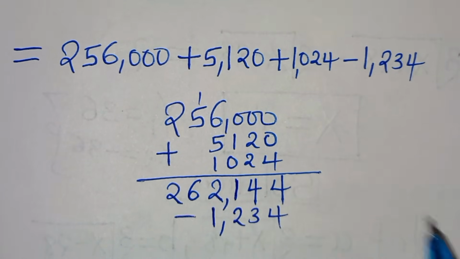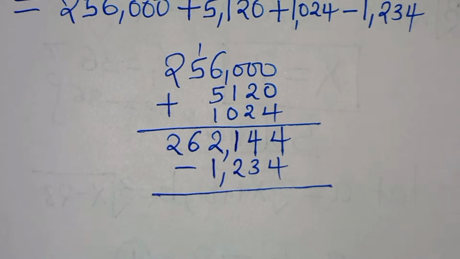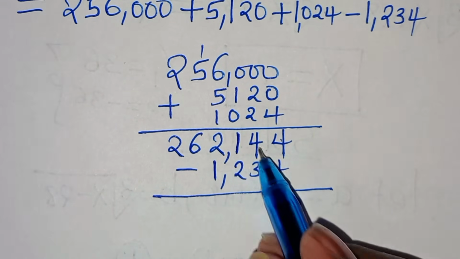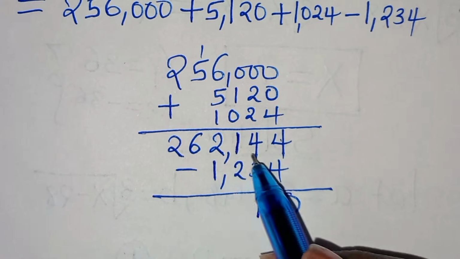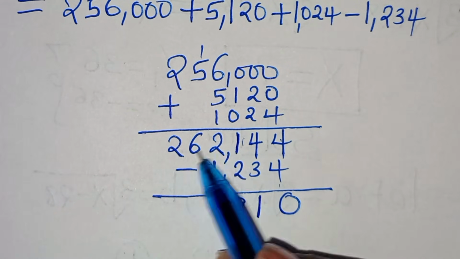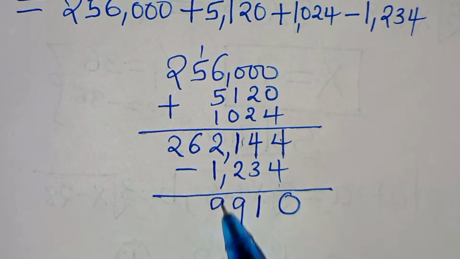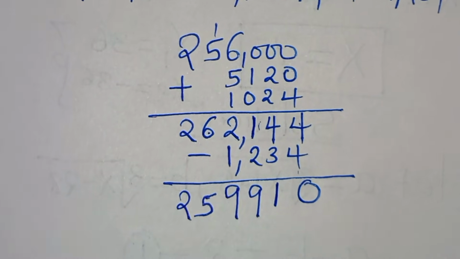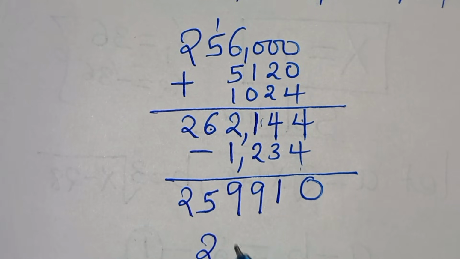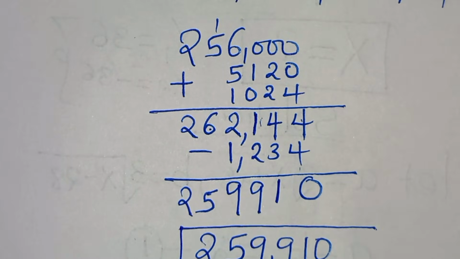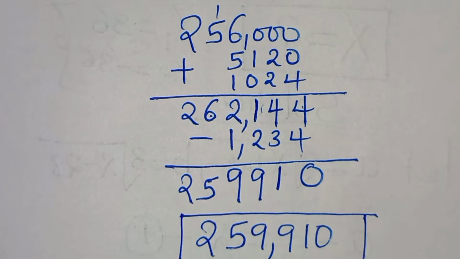So let's subtract this so that now this is 4 minus 4, which is equal to 0. Then we have 4 minus 3, this is 1. Then this is 11 minus 2, this is 9. Then here we have 10 minus 1, this is 9. Then this is 5. Then 2. So we have the solution here as 259,910. So this is the solution to this math problem.